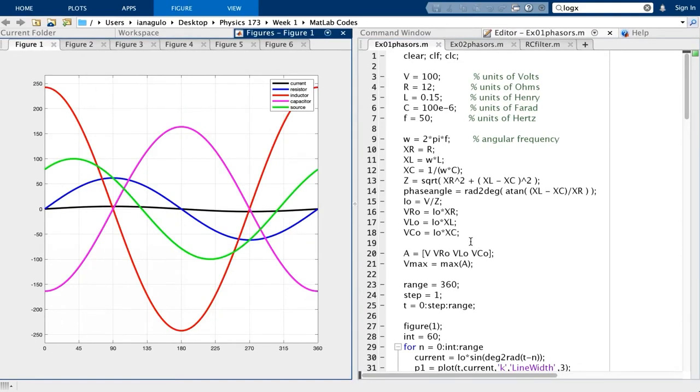In the sinusoidal plot, we have the current as this black curve, the resistor as this blue curve, and you see that the current and the resistor voltage are in phase. The inductor, which is the red curve, leads the current by 90 degrees. The capacitor, which is this magenta curve, lags the current by 90 degrees. And the source is shifted by 51 degrees.